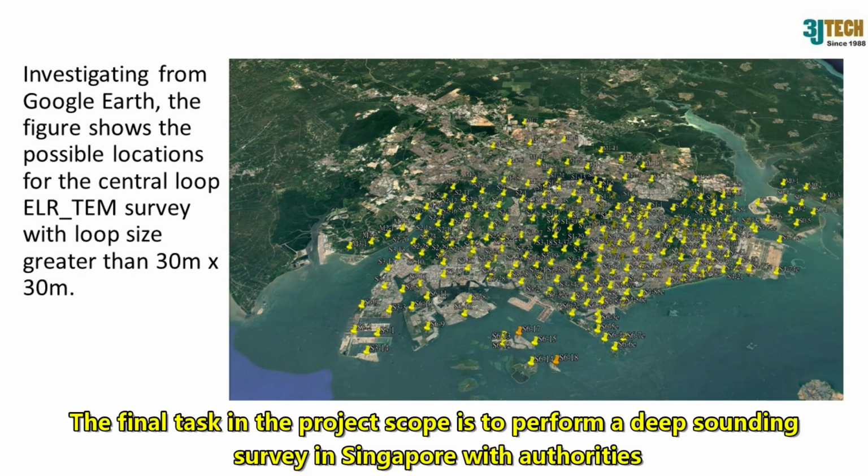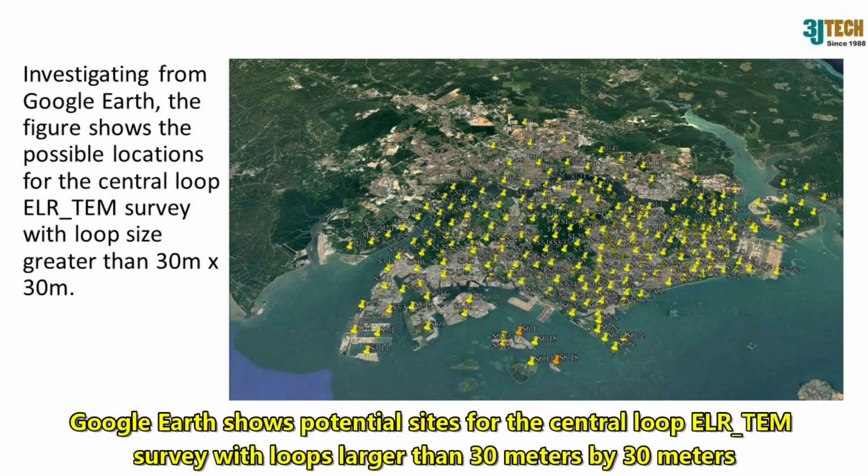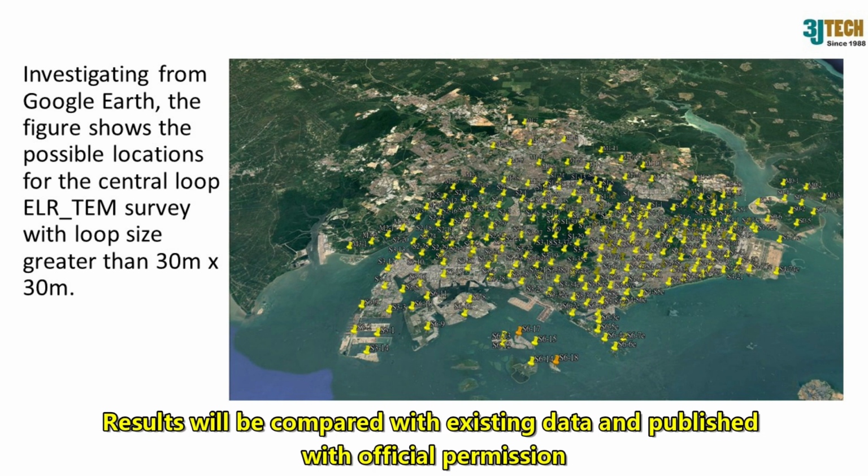The final task in the project scope is to perform a deep-sounding survey in Singapore with authorities. Google Earth shows potential sites for the central loop ELR_TEM survey with loops larger than 30 meters by 30 meters. Results will be compared with existing data and published with official permission.